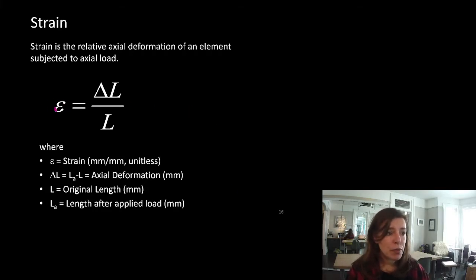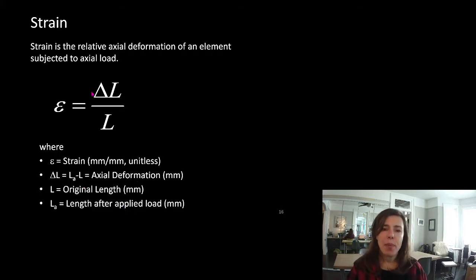This is our symbol for strain. We know that this symbol means delta, or change. So that's the change in length. So not what the final length is, but what the difference between the original length and the final length was. This is the original length. So delta L is the final length minus the original length, or our axial deformation. And L_A is our length after applied load.